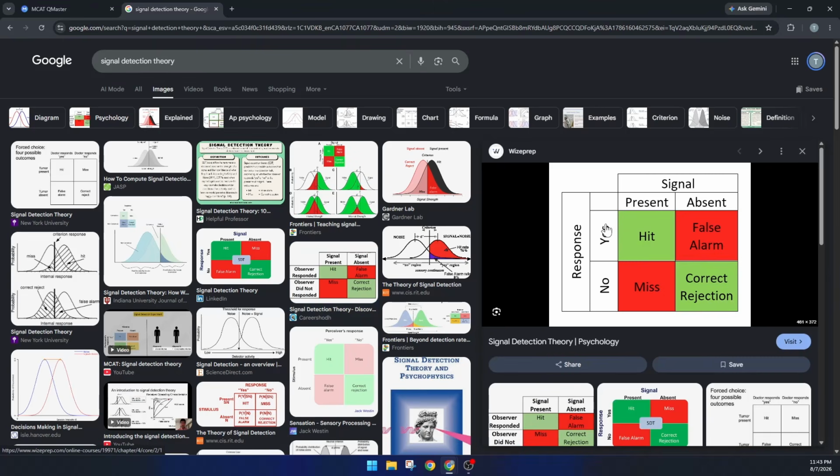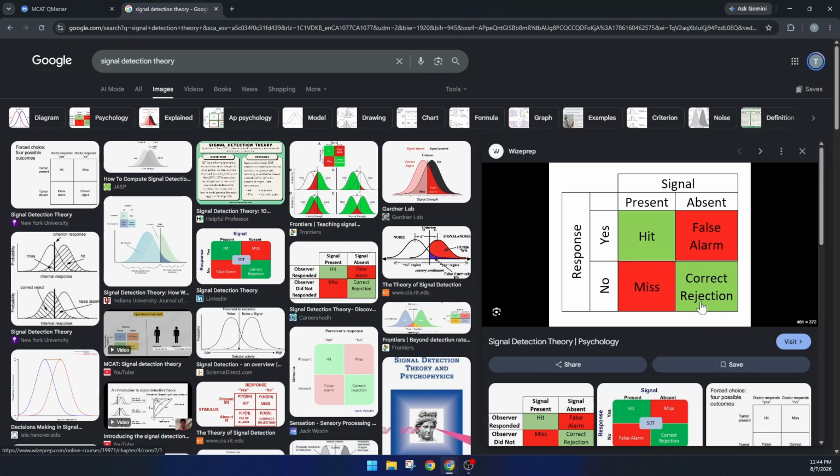Actually, this is a better image. So the observer said yes, there was a signal, and the signal was present, meaning they correctly found out that the signal was present. Okay, if the signal was absent, but someone said yes, that's a false alarm. If the signal was present, but the person said no, I didn't hear anything, that means they just missed it. All right. If the signal was absent, but the person said no, it was a correct rejection.